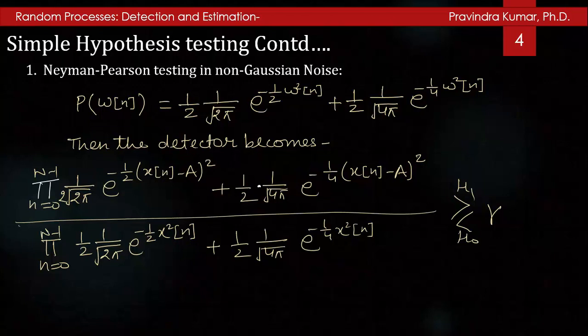No further simplification is possible due to the lack of a sufficient statistic for A. We will explain non-Gaussian detection in coming lectures.